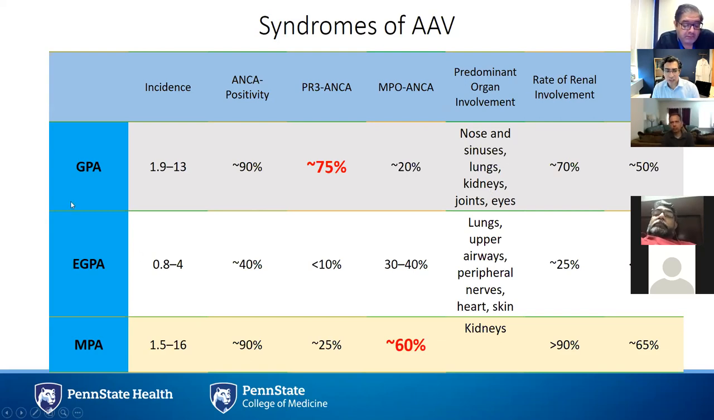In both conditions, GPA and MPA, you see a lot of renal involvement, whereas in Churg-Strauss, which is EGPA, you'd see less of that. And again, I think more than 50% have RPGN with GPA and MPA. So from a nephrology standpoint, I think GPA and MPA is what we commonly see.